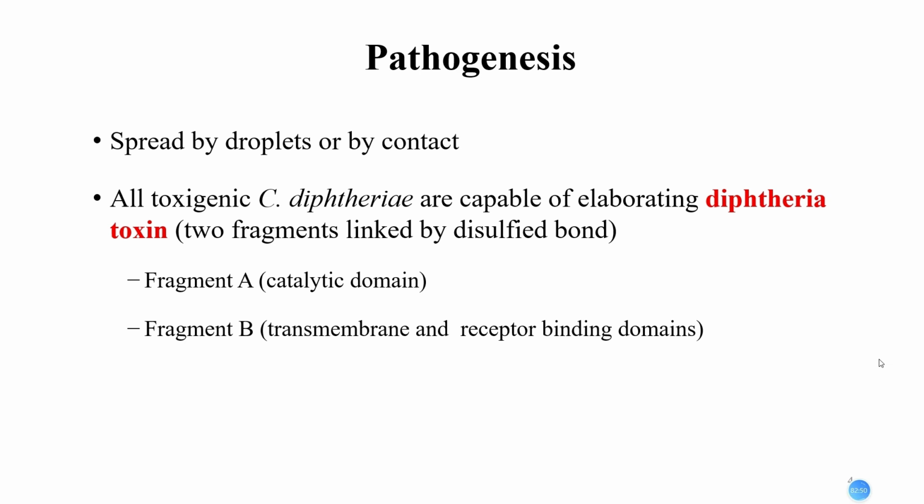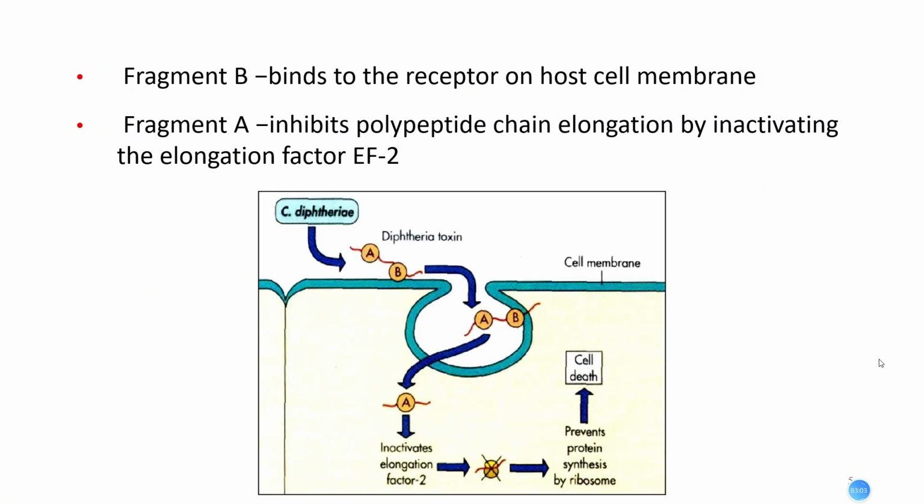The A fragment is the active fragment, which can cause problems, while the B fragment is the binding ligand of the receptor. So what happens is that when the bacteria produce the diphtheria toxin, the B fragment binds to the receptor on the cell surface, then internalizes the toxin into the cell. Then the A subunit is released. That's the toxic part of the toxin.